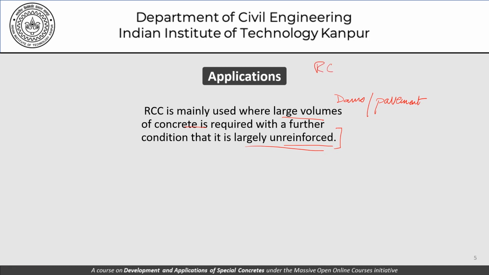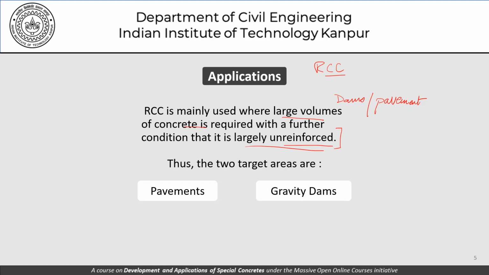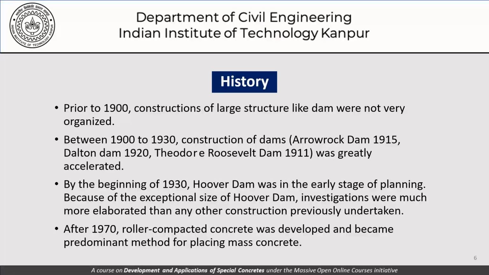RCC, in principle, is used largely for unreinforced structures, and there are two targets: pavements and gravity dams. That does not mean that the concrete used in these two conditions has exactly or even remotely the same kind of specifications or same kind of expectations, as we shall see. A bit of history as far as roller compacted concrete is concerned.